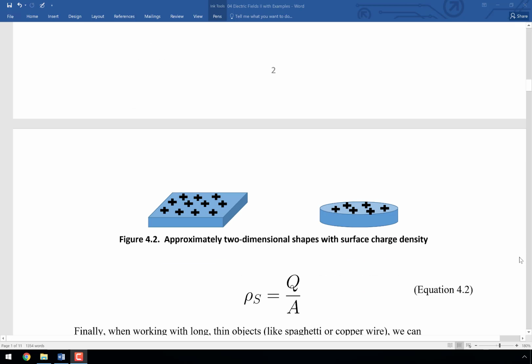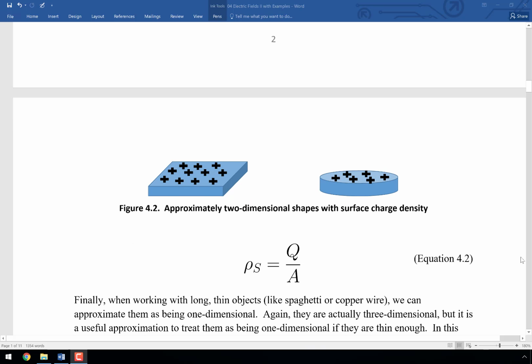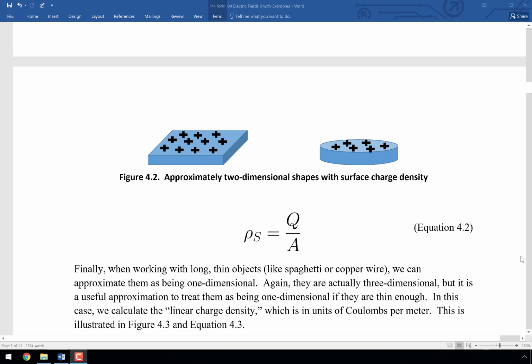We can also talk about things that are approximately two-dimensional, things like a sheet of paper. A sheet of paper might seem as though it doesn't have a thickness, but if you stack 1,000 of them up, it makes a pretty thick book. Or like a pancake. A pancake looks almost two-dimensional, but of course, if you stack 5 or 6 of them up, that's quite a breakfast. So many things can be approximated as two-dimensional, but in reality have a third dimension. It's just that it's very thin. If we have an object like that, we can approximate it as two-dimensional, and there we would refer to the surface charge density, rho sub s. That would be Q divided by A, just coulombs per square meter, instead of coulombs per cubic meter.